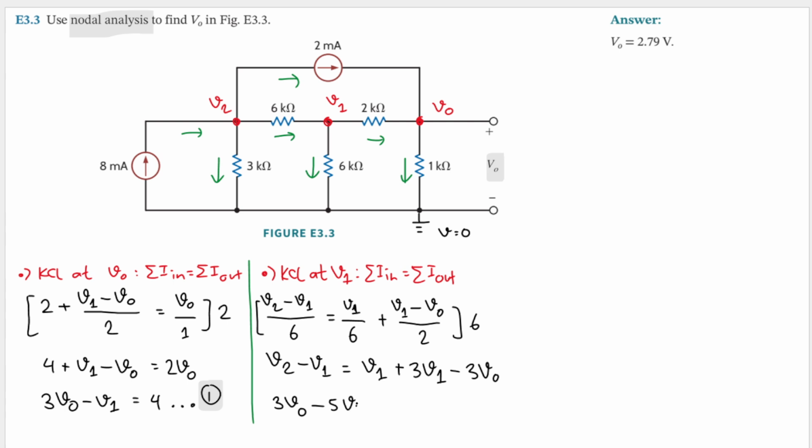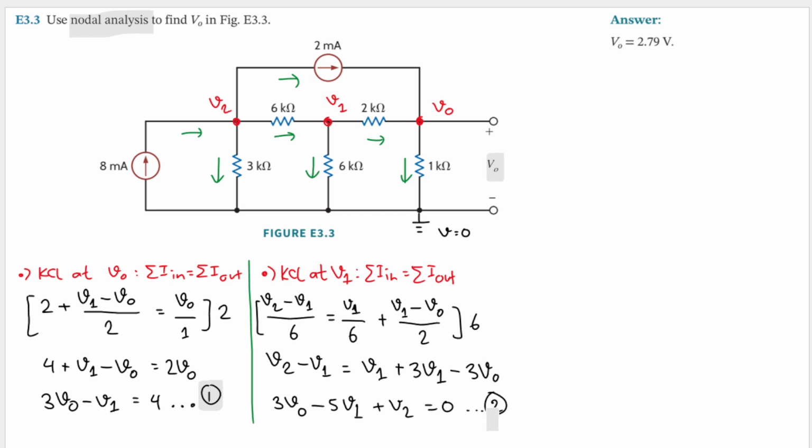Have to be very careful here. And then for v2, we only have it from here. So we'll have plus v2. And on the right hand side, we have 0 because we already moved all the terms to the left hand side. So we'll have 0 here. And let's save this as equation number 2.